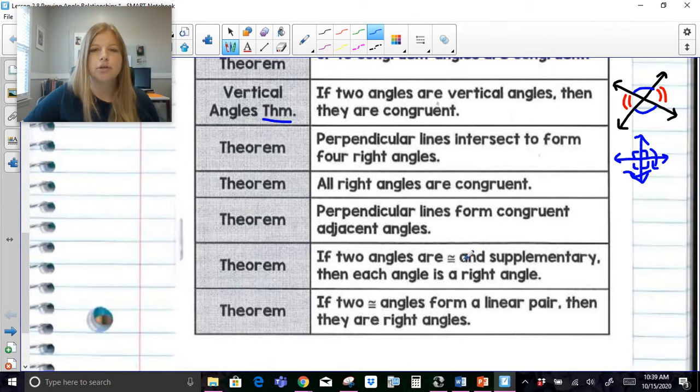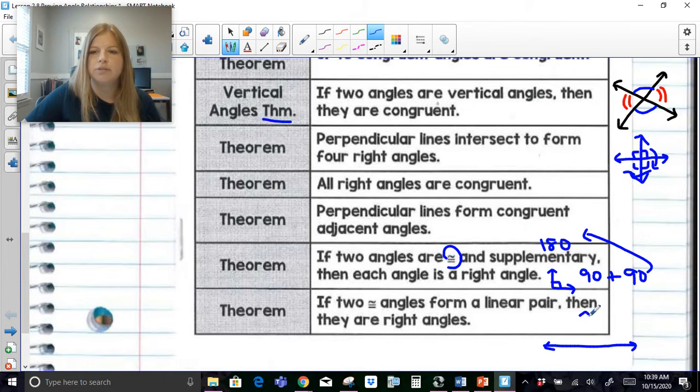If two angles are congruent and supplementary, then each angle is a right angle. So if I have two angles that add up to 180 and they are congruent to each other, well, that means each one must be a right angle, which makes sense because then they would both be 90. Again, something that we already would know, but we're just making that official statement now. And now if two congruent angles form a linear pair, then they must be right angles. And that also should make sense.